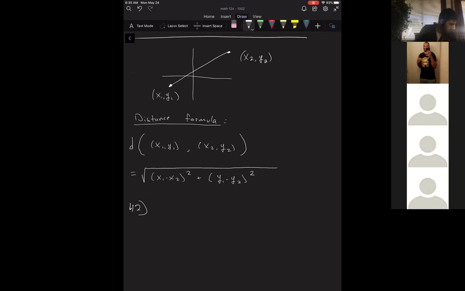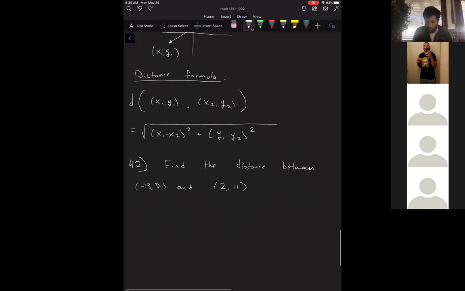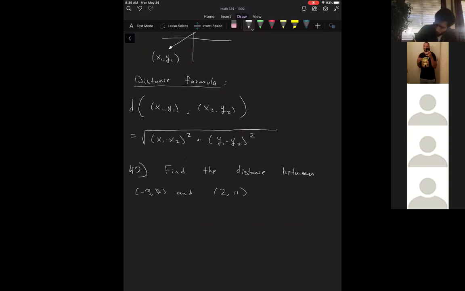So what 42 says is we have to find the distance between minus 3, 7, and 2, 11. Okay, so let's find the distance between these 2 points. The first thing we might want to do is label what is our x1, y1, and what is our x2, y2. Maybe we just call this first one x1, y1, and we'll call the second one x2, y2. Again, it doesn't matter which one we call what.